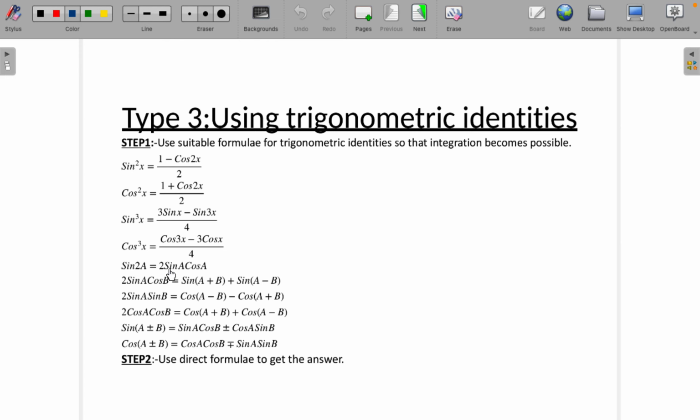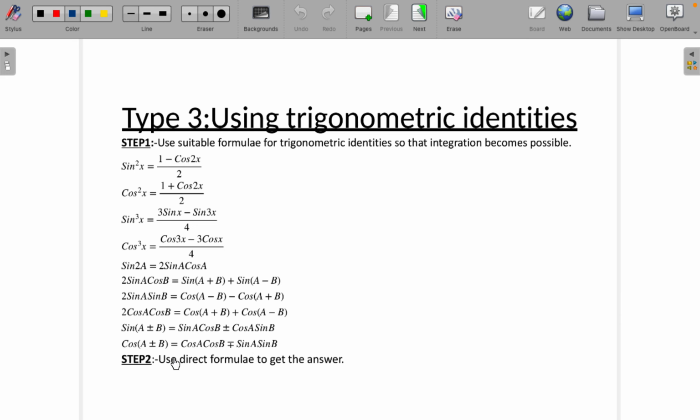So sine 2a is 2 sine a cos a. 2 sine a cos b is sine of (a plus b) plus sine of (a minus b). 2 sine a sine b is cos of (a minus b) minus cos of (a plus b). 2 cos a cos b is cos of (a plus b) plus cos of (a minus b). Sine of (a plus minus b) is equal to sine a cos b plus minus cos a sine b. Cos of (a plus minus b) is equal to cos a cos b minus plus sine a sine b.